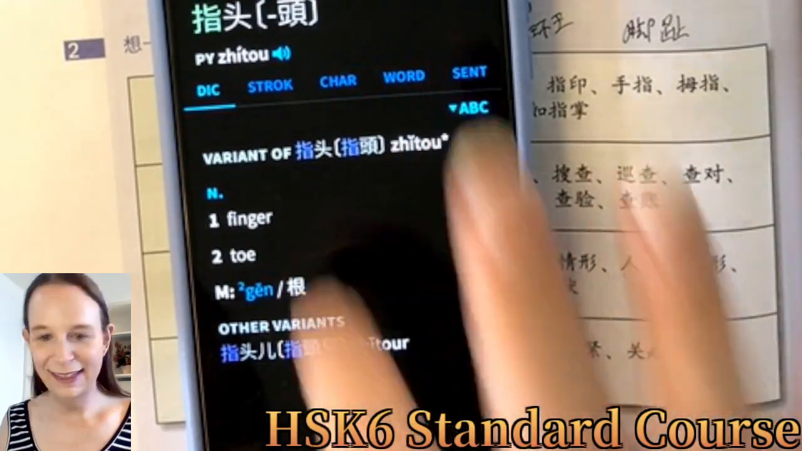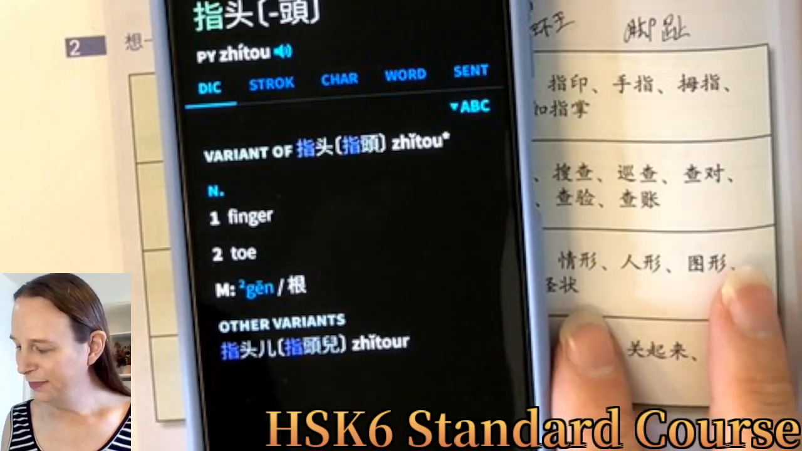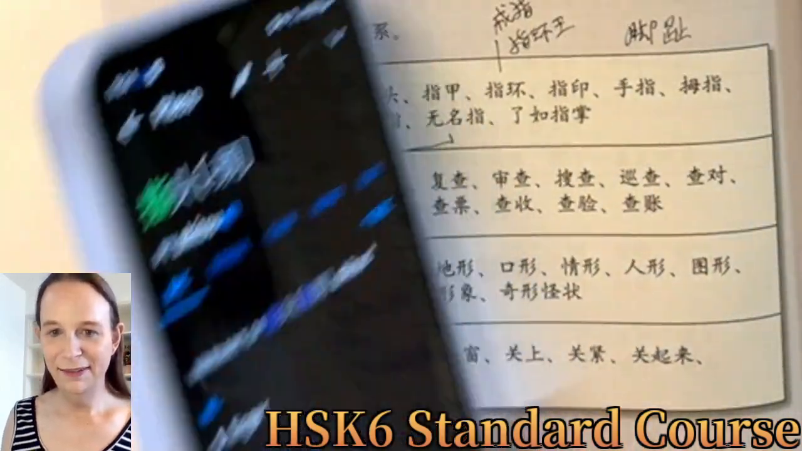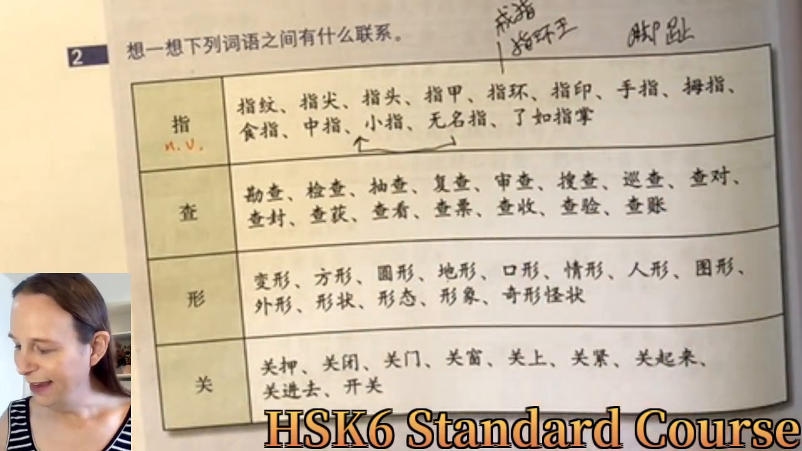指头, finger. This is toe. Yeah, we'll talk about that in a second.